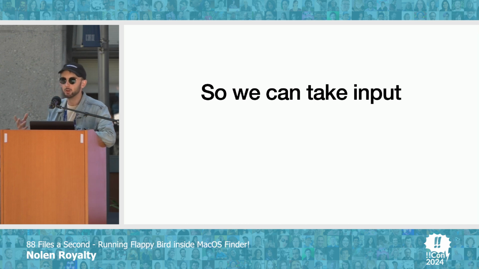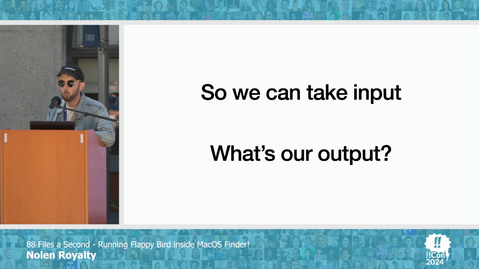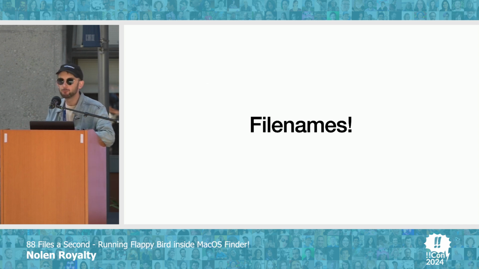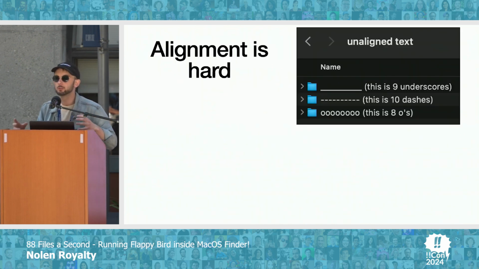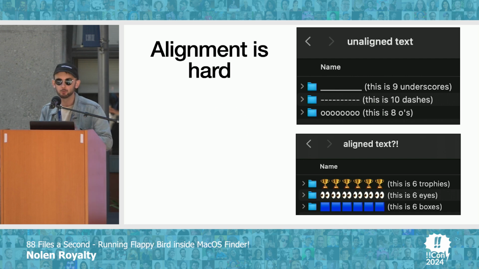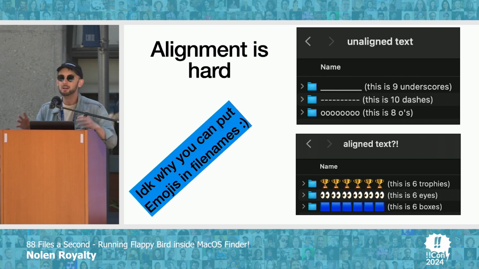So we can take input. That's one of the things that we need for a game, but we also need output, right? What should we use for output? Well, I think that file names are a very reasonable thing to do. We're already dealing with file names, right? And so I started trying to figure out how I would draw the user a picture within the file system. I was trying to come up with how to do ASCII art, but Finder's font isn't monospaced, and so that wasn't really working. And then I realized, wait, you can put emojis in file names, which is insane. I don't know why you can do that, but emojis conveniently are all the same width, and so it's much easier to draw with them. Thank you, whoever added that to macOS.